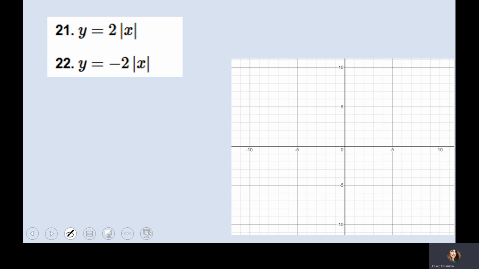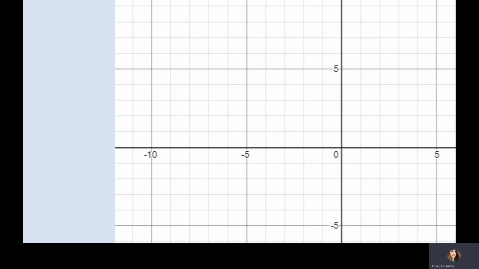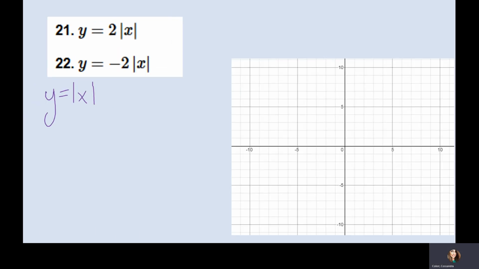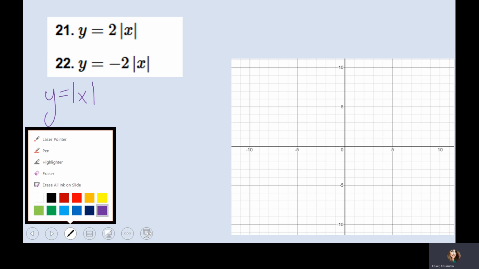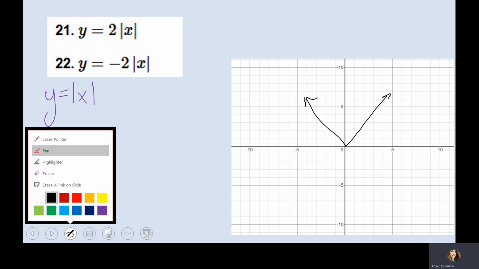Okay, these, of course, are absolute value graphs, and your parent function in this case is going to be y equals the absolute value of x. If you recall, the parent graph for that, I'm going to get my pen to work with me here, is a V graph that starts at the origin, roughly. Parent graph, and the 2 and -2. Of course, the negative value multiplied in front.